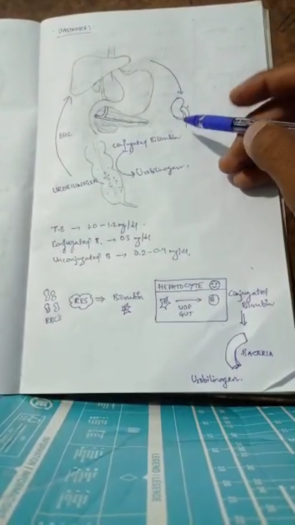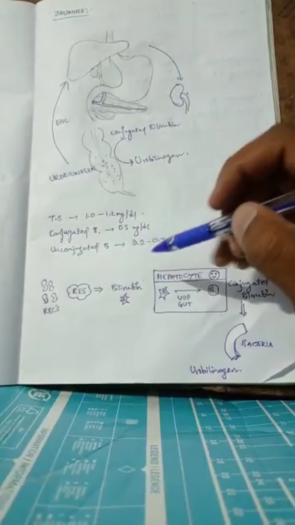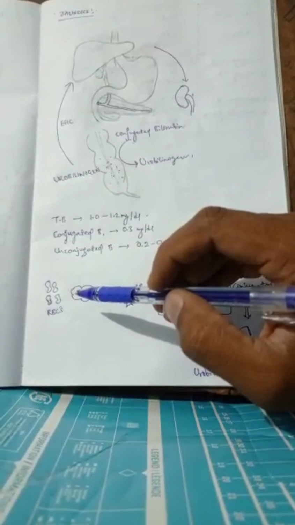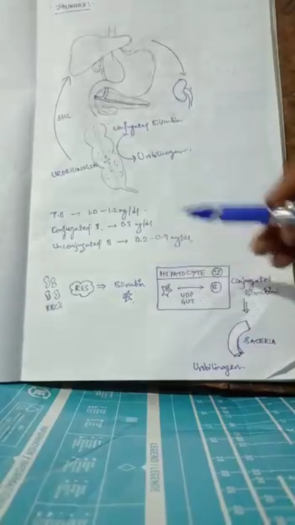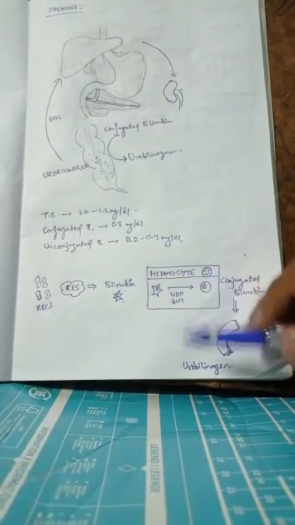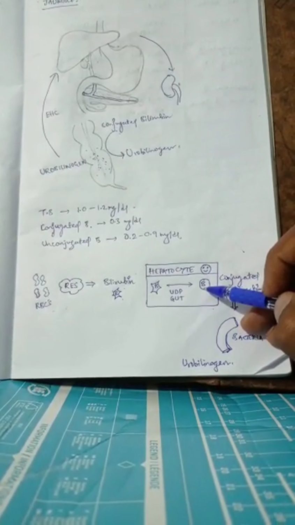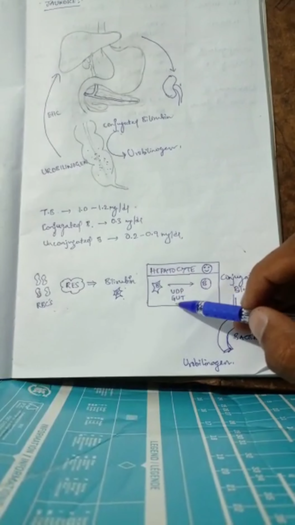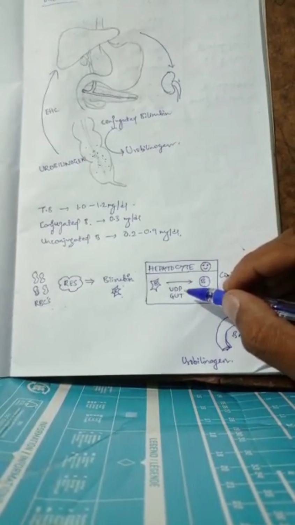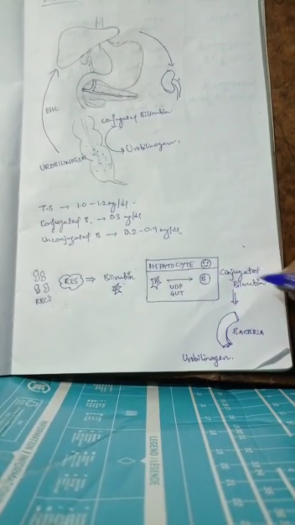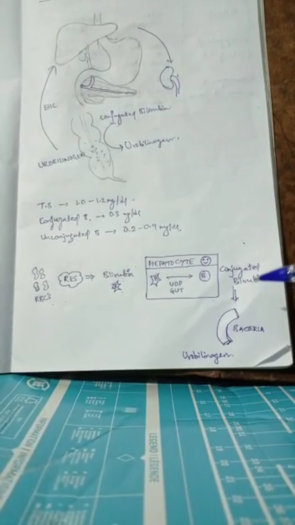So let's come to this part. The bile contains bilirubin. As we have already discussed, RBC gets lysed in the reticuloendothelial system, bilirubin is released, which enters and is taken up by the hepatocyte, and gets converted to conjugated bilirubin with the help of UDP glucuronyl transferase. What this enzyme does is it adds 2 molecules of glucuronide to bilirubin and converts it into conjugated bilirubin, which can be easily excreted in the bile into the intestine.